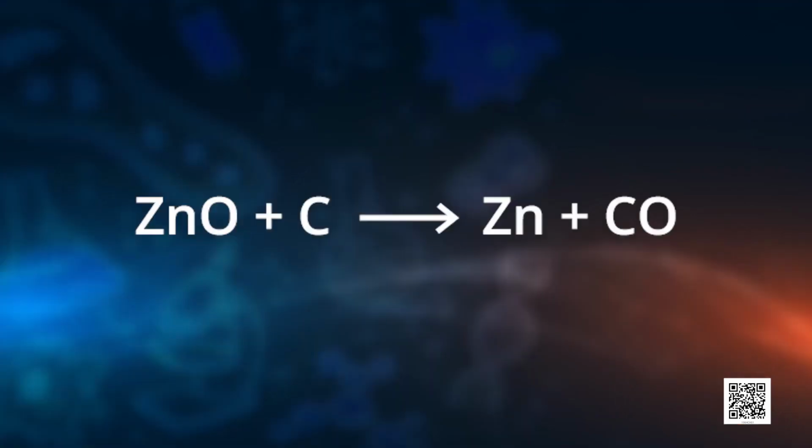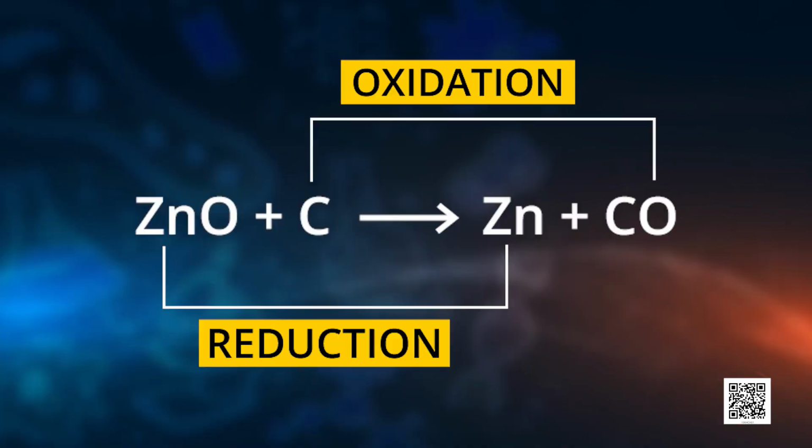On the screen you can see zinc oxide is reacting with carbon and is giving zinc and carbon monoxide. Now what is happening in this reaction? In this, carbon is oxidized to carbon monoxide and zinc oxide is reduced to zinc.